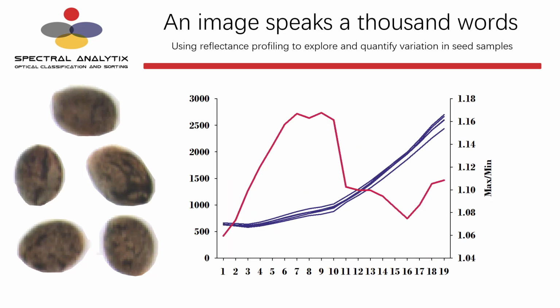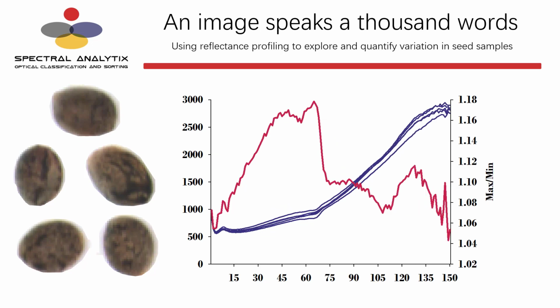If the same seeds had been imaged with a multispectral camera with 19 channels, then we have higher spectral resolution and several channels appear as good indicators of variance among the seeds, again with the red line showing the difference between maximum and minimum. But we can go even further. Imagine that we use a hyperspectral camera with 150 channels. It is here clear why high spectral resolution is important in the exploration of seeds.